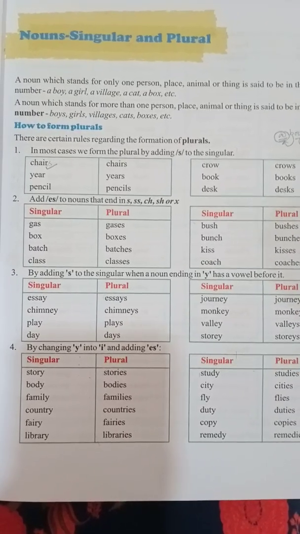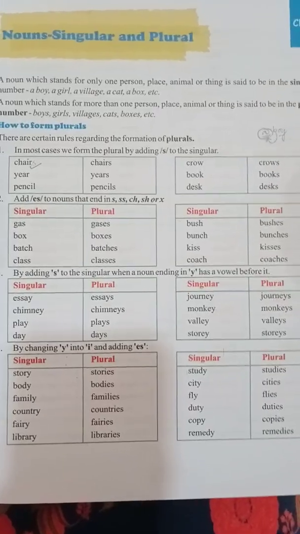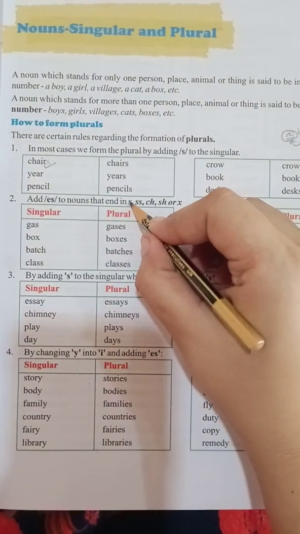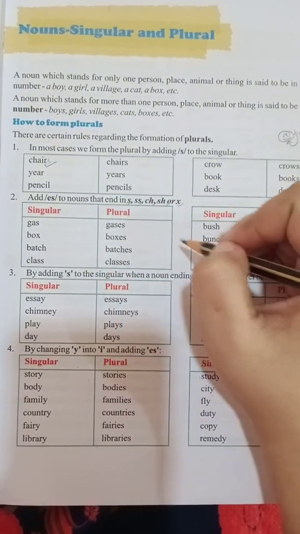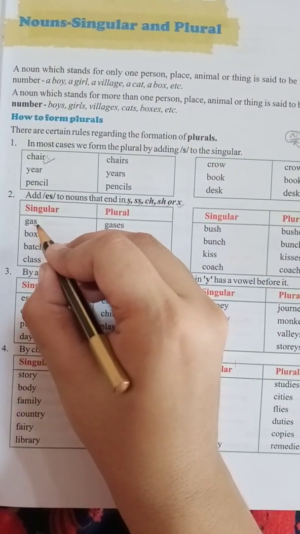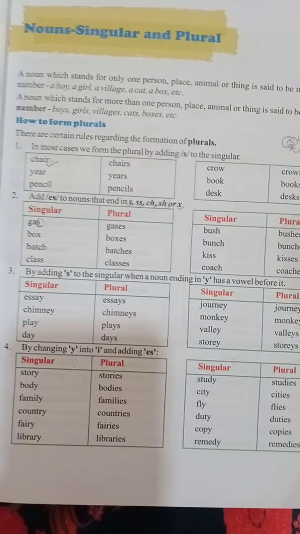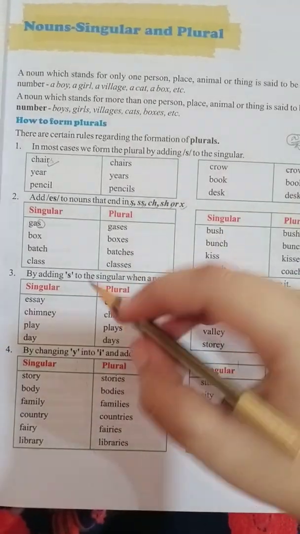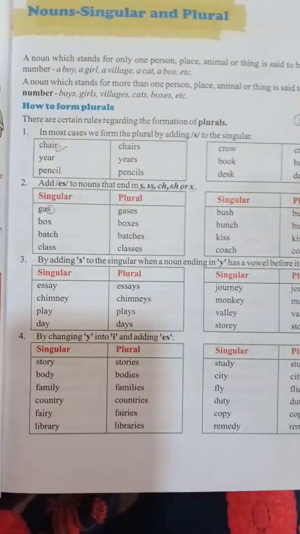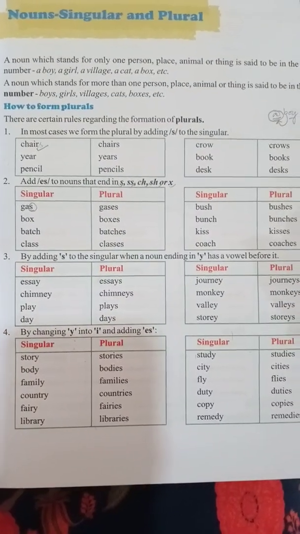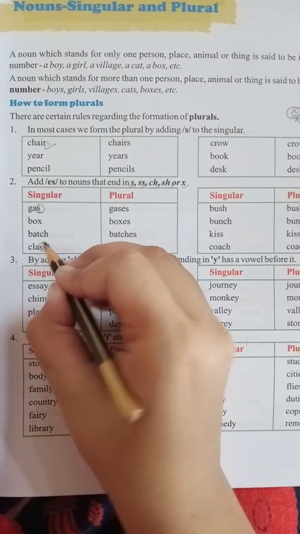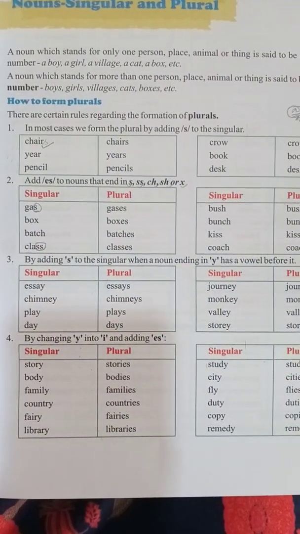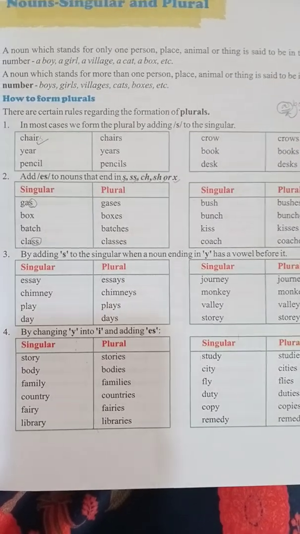Second rule states that we have to add es to the noun which ends with s, double s, ch, sh or x. Those nouns which are ending with s, double s, ch, sh or x, we add es to them and make the plural. Like guess. In the word guess, you could see the last letter is s. What I have to do to make its plural? I have to add es to it in the last to form its plural, and it becomes guesses. Okay. Similarly, class. Class is a word which is ending with double s. What we have to do now, we have to make its plural by adding es to it.